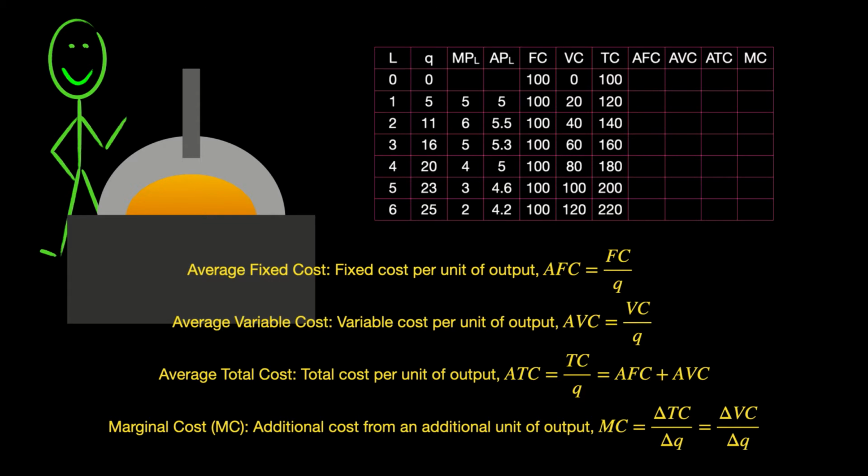Marginal cost is the additional cost from one additional unit of output. You can find it using total cost or variable cost because the change in total cost is the same as the change in variable cost. This is because there is no change in fixed cost from a change in quantity. Please take a minute and calculate the values for the last 4 columns in the table. What is the marginal cost of the 4th worker?